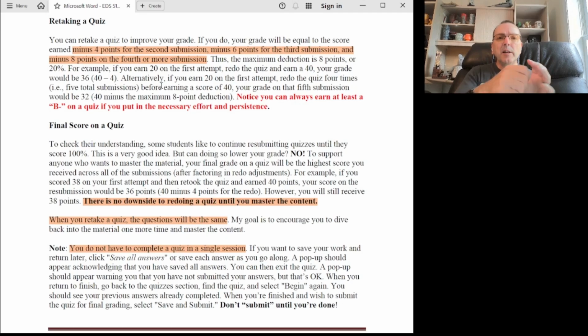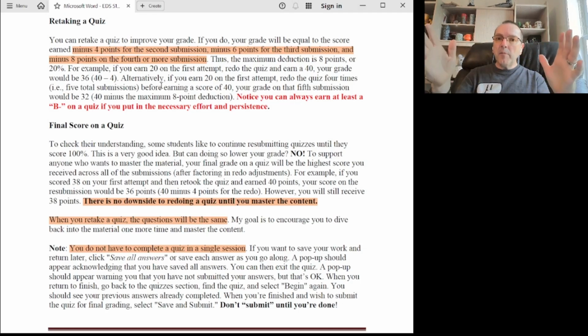In the syllabus, I give you some examples, but the key is if you end up taking it until you get 100%, all 40 points, minus 8 is the most you could ever get off for the redos. That's still 32, which is 80% out of the 40. You can always get at least a B minus on every single quiz just by giving yourself enough time to do the redos and the persistence to stick around till you get the 100% on it. You can always get at least a B minus. So again, stick with it.